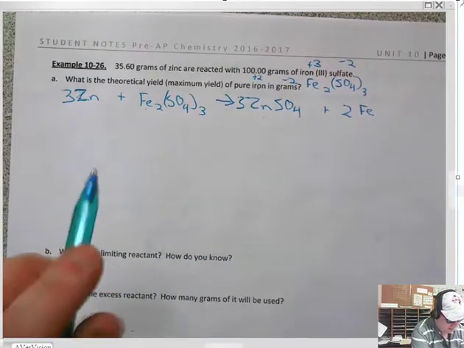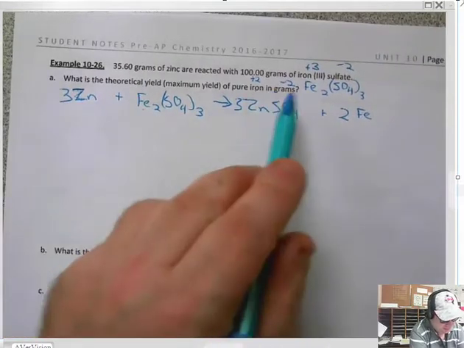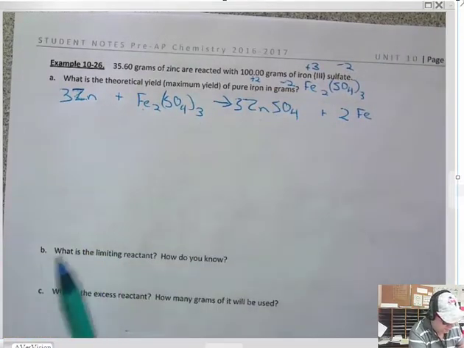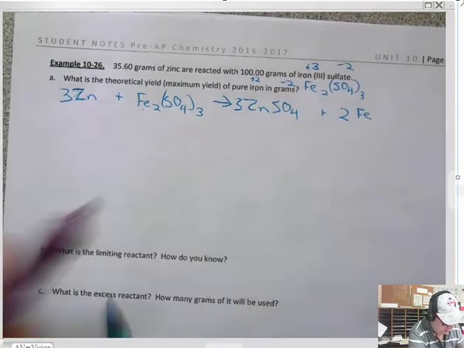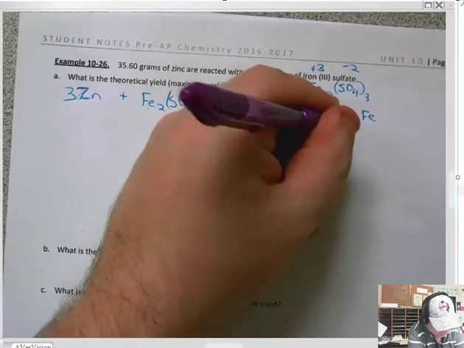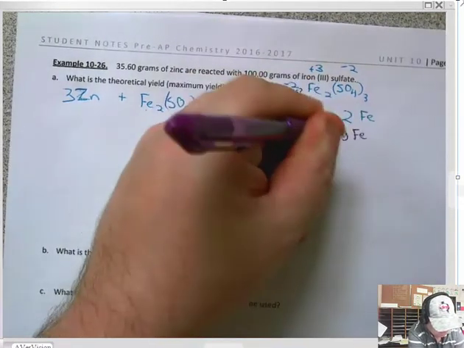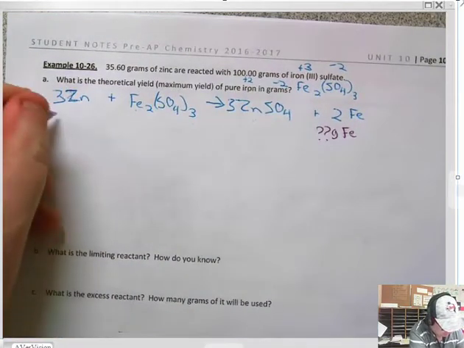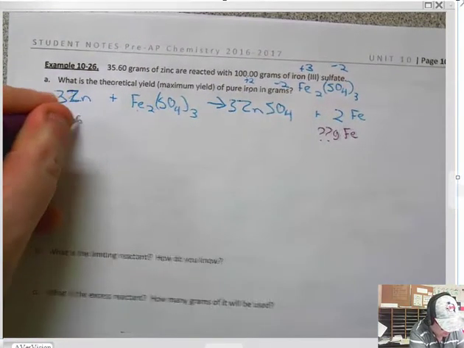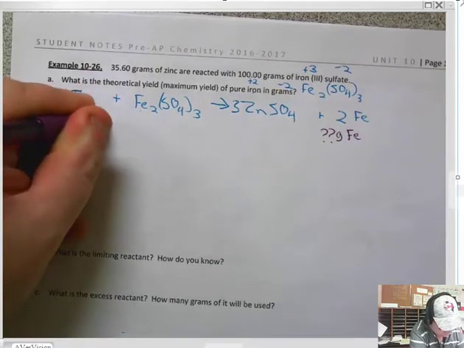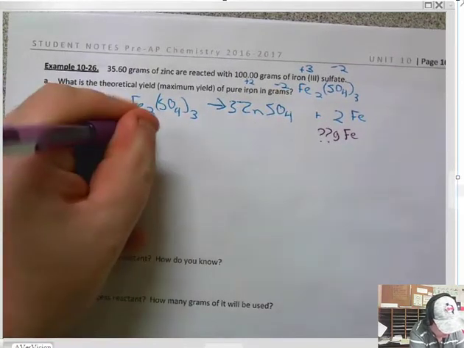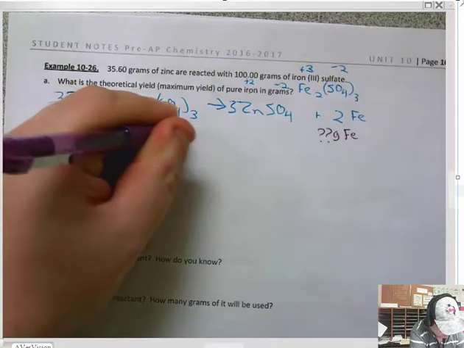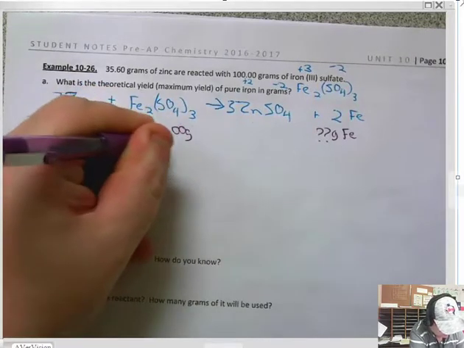So I know this is a limiting reactant problem because I got 2 masses of my original reactants. And I'm trying to find out the grams of pure iron. I'm starting off with 35.60 grams of zinc, and I'm starting off with 100 grams of iron sulfate.